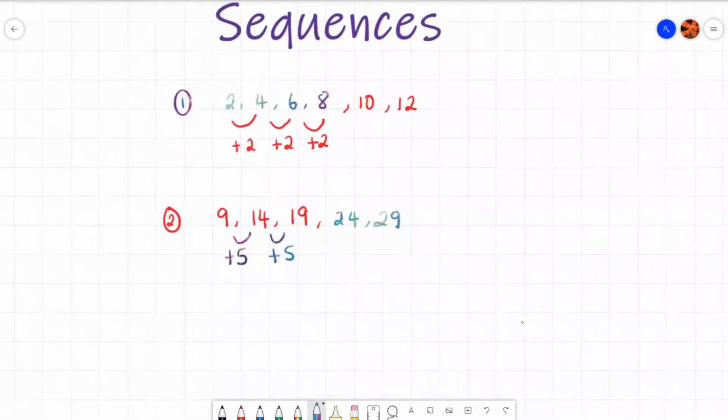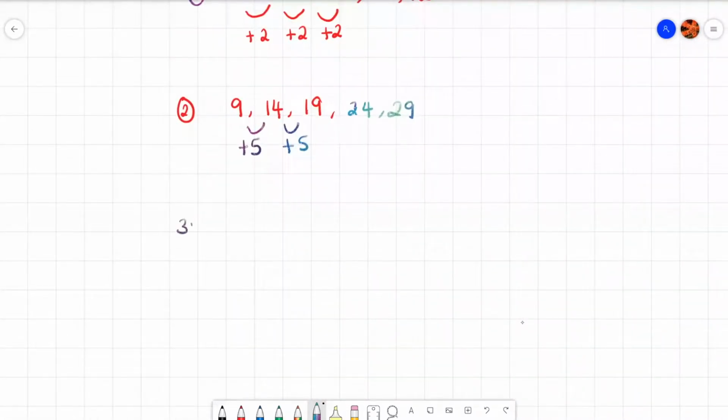Let's have a look at another example. 13, 11, 9. So what's happening here? Well, this time we are subtracting 2 each time. 13 take away 2 is 11, 11 take away 2 is 9. So the next two terms: 9 take away 2 is 7, and 7 take away 2 is 5.